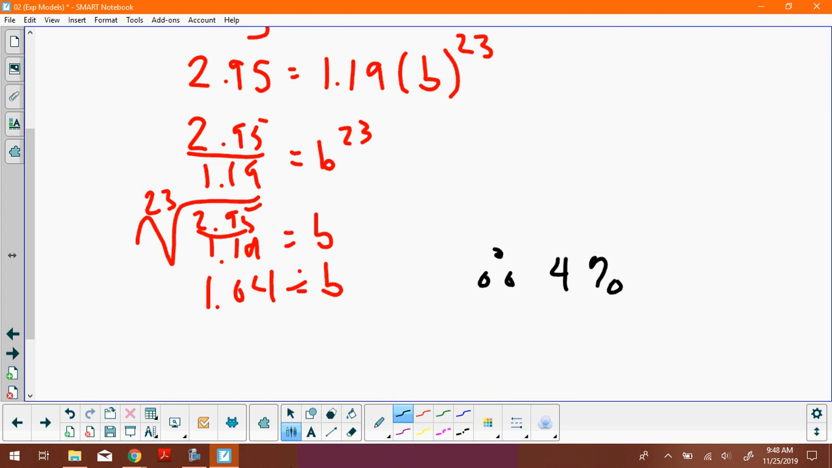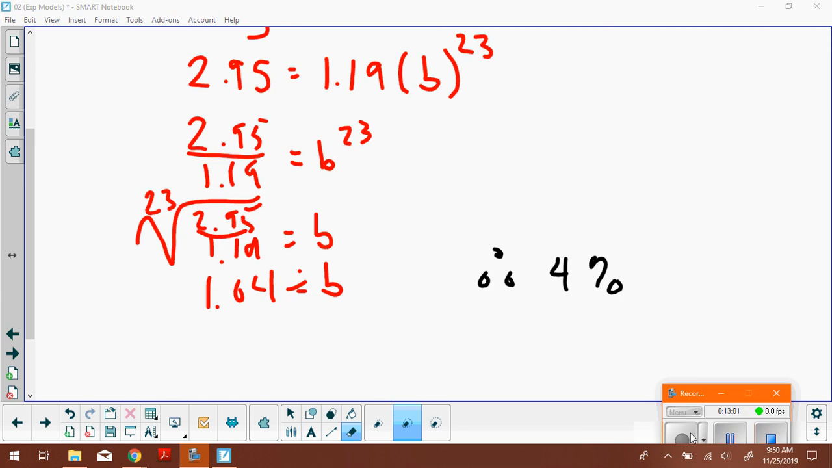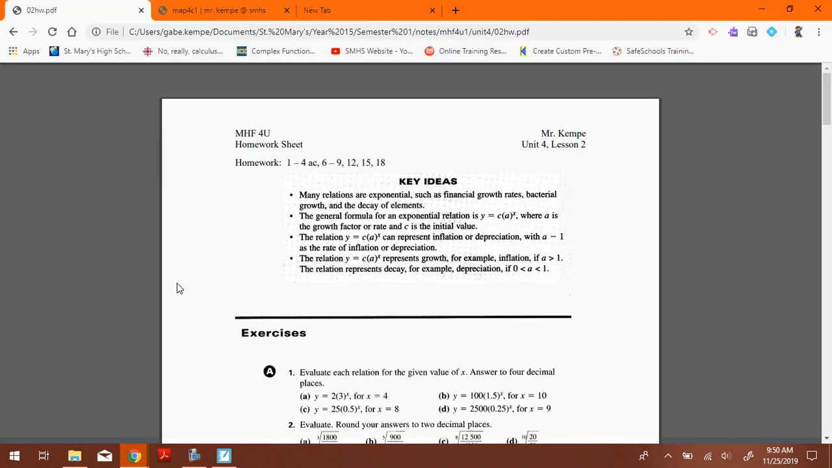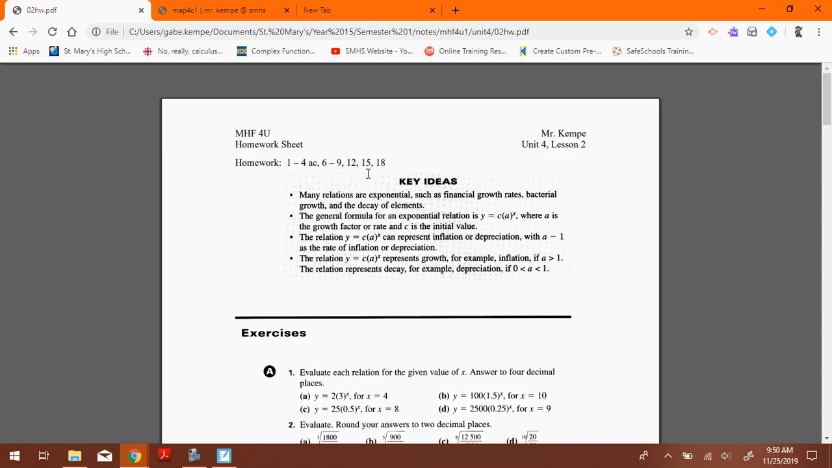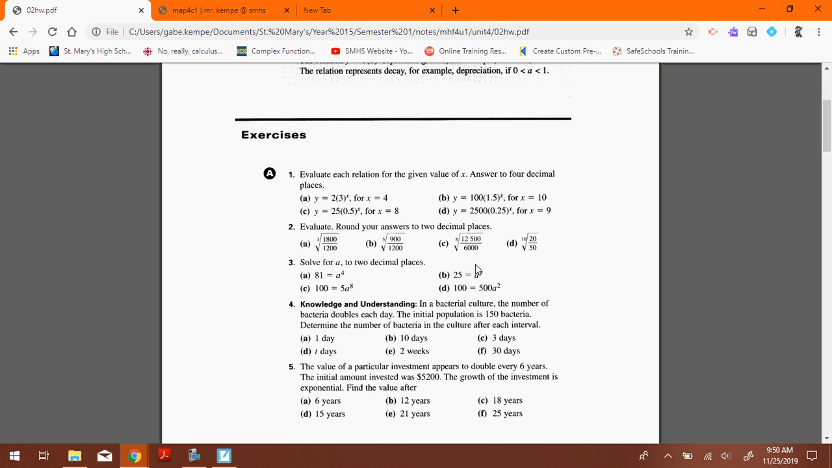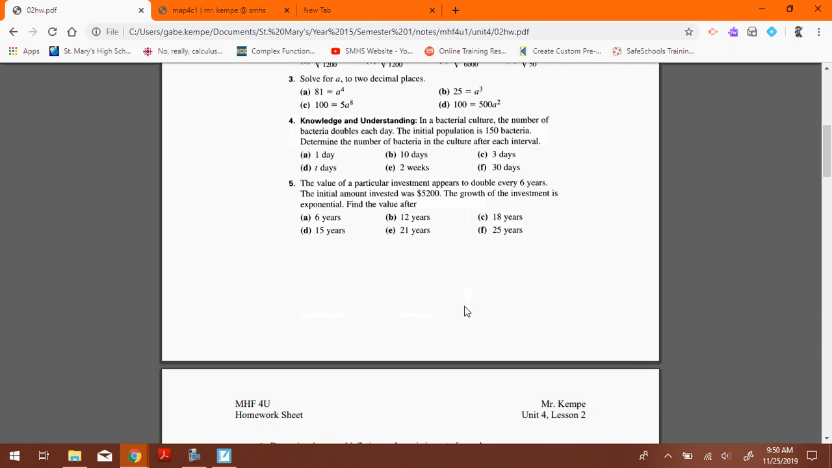Okay, so that's your kind of refresher on setting up exponential models. For the homework, it's actually not from the textbook. So you go to the website, there'll be a link up there for it. I'll show you what it looks like. Okay, this is what the handout looks like. The questions that I want you to do are listed at the top of the page there. So that's the homework practice. It's coming from this handout.